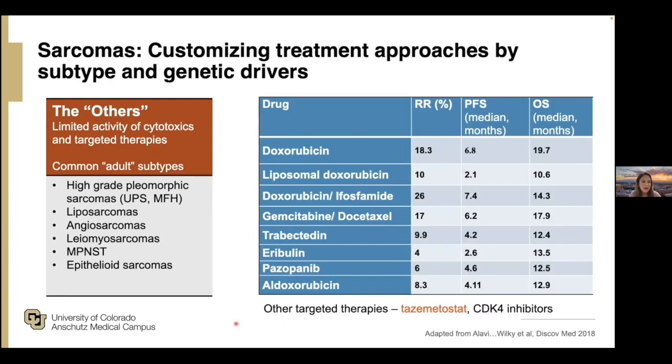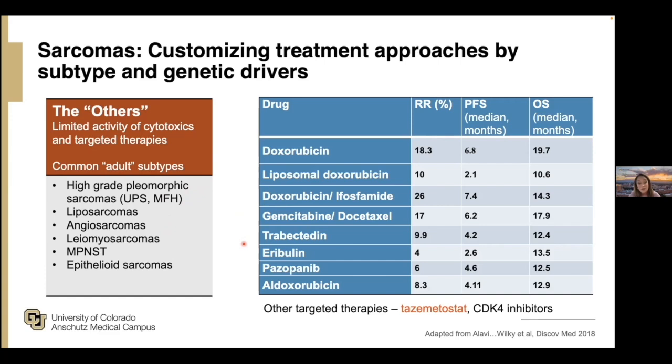And then finally, the third class, the others. Unfortunately, this is what we most commonly see in our clinic. These are our common adult subtypes like pleomorphic sarcomas, liposarcomas, and so on. Unfortunately, here there's limited activity of cytotoxic chemotherapy as well as targeted therapies. What I'm showing here on the right is a list of chemotherapy drugs that have been approved or that are commonly used in sarcomas.